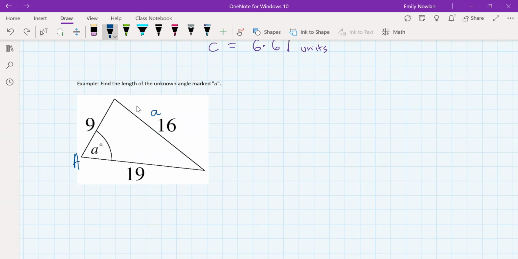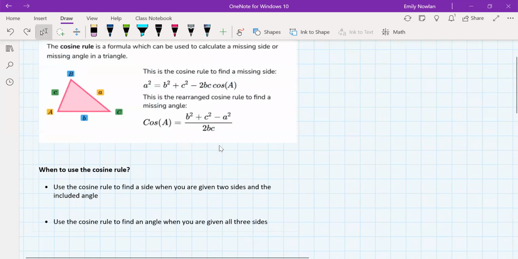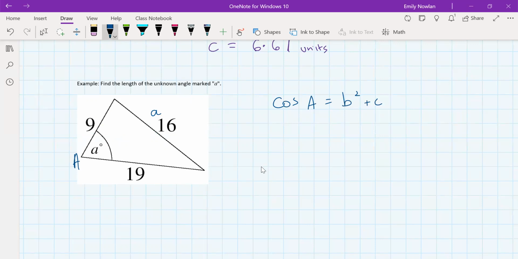And so what about the B and C? Does it matter which order B and C go in? No, remember? B and C are either added together or multiplied, and it doesn't matter what order you do them. So if you can't remember, let's go back up here, see the formula. This formula here I'm going to use, because it's easier if it's in that form to find an unknown angle. So I'm going to say cos A equals B squared plus C squared minus A squared over 2 times B times C.